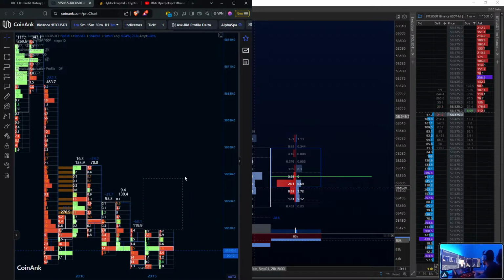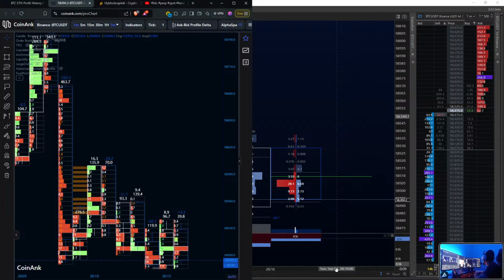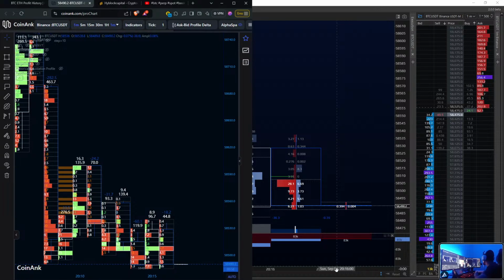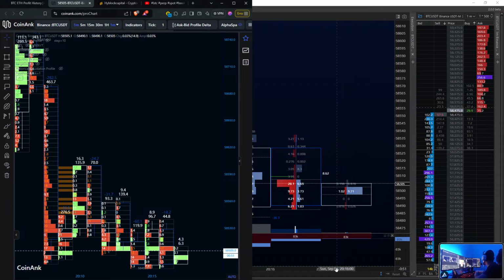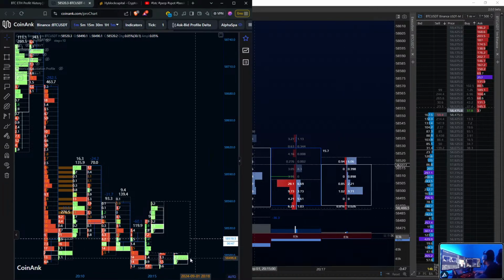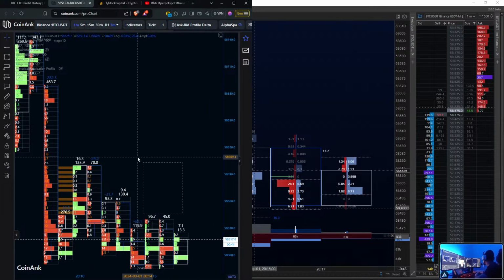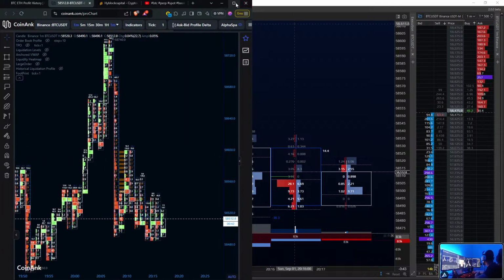The refresh rate of both of them, CoinAnk is maybe like 0.3, 0.5 moves per second, but Exo is basically real time. It's so much faster, so it's better. However, for a bunch of situations, CoinAnk is good enough, especially if you don't have money for buying Exo.